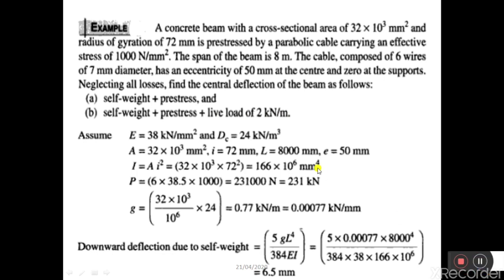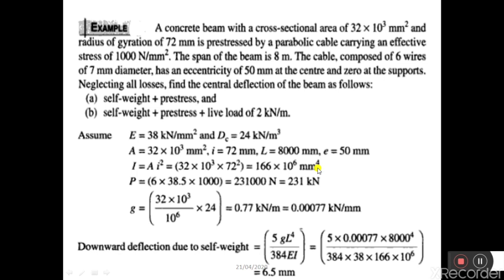Thus, in this problem, a concrete beam with a cross-sectional area 32 into 10 to the power of 3 mm square is having a radius of gyration of 72 mm, and it is having a parabolic cable profile which is having effective stress of 1000 Newton per mm square. Span of a beam is 8 meter. Cable is having 6 wires and diameter of each wire is 7 mm. And here the cable is a parabolic cable which is having an eccentricity of 0 mm at the supports and eccentricity of 50 mm at the midspan.